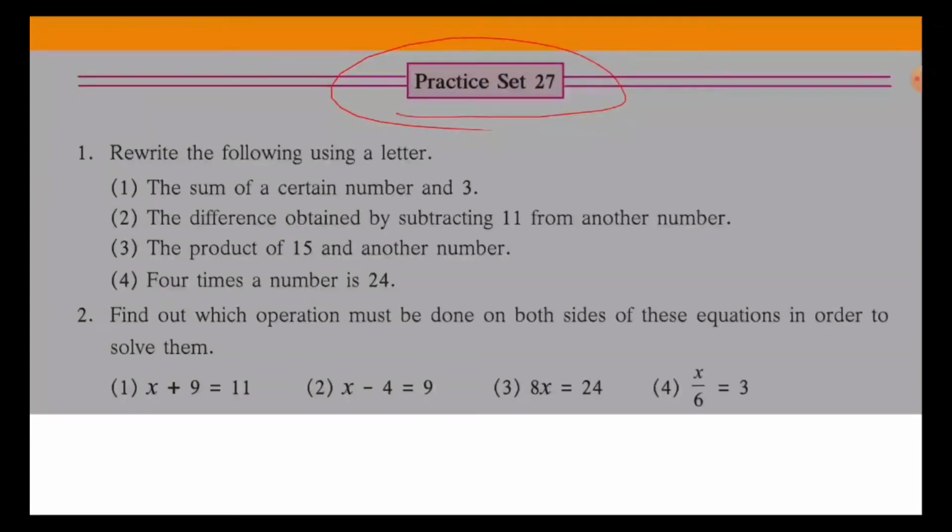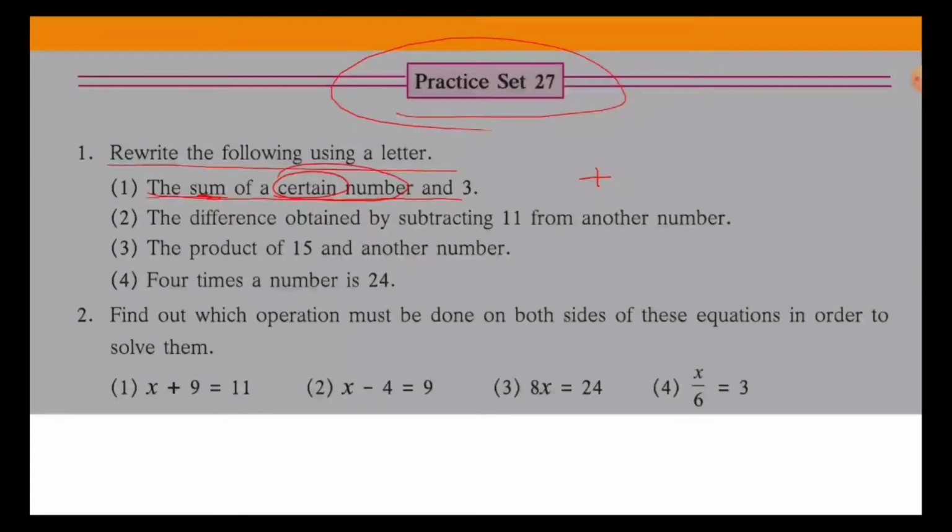What is written over here? Rewrite the following using a letter. The sum of a certain number and 3. Okay, the sum of, sum means addition. Okay, I will be writing it over here itself. Sum means addition of a certain number.